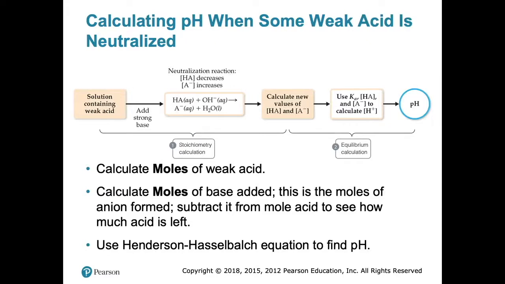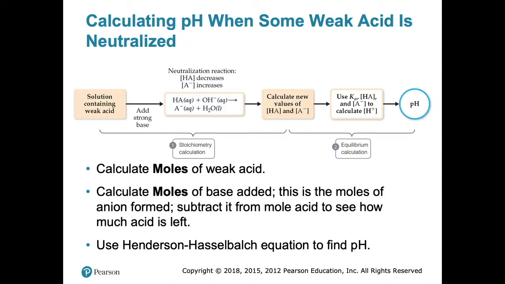So calculating pH when some weak acid is neutralized, right? You can start out with the solution containing the weak acid. You can add some strong base, right? So that's the example that we just showed a second ago. In this neutralization reaction, of course, the acid decreases and the acetate, or the conjugate base, increases. And so this is the equation you'll have: HA plus OH minus makes the conjugate base and water. Now you can go through and calculate all the new values using the modified ICE table, not the one that has the equilibrium, but the one that says before and after, right? And then you'll get the pH from that, right?